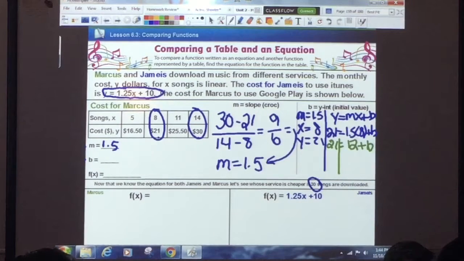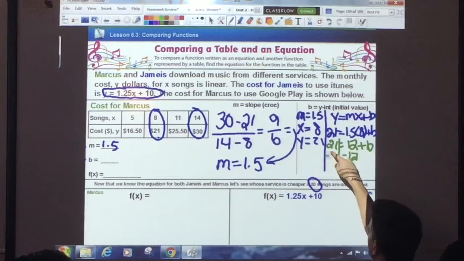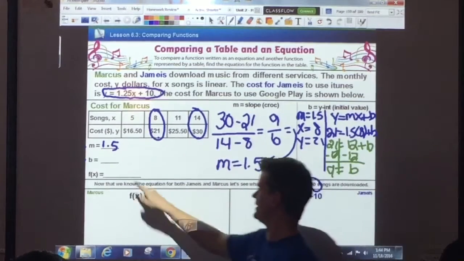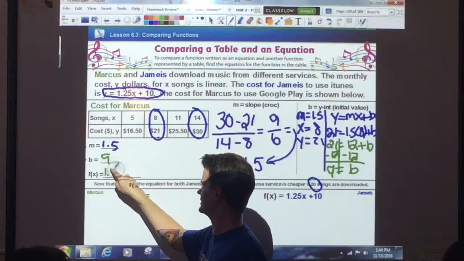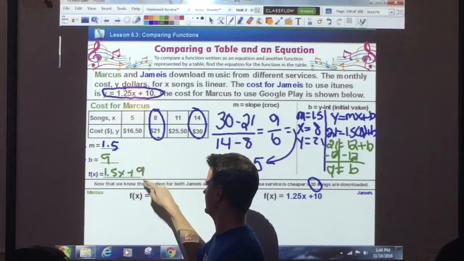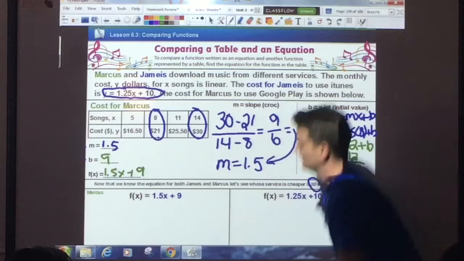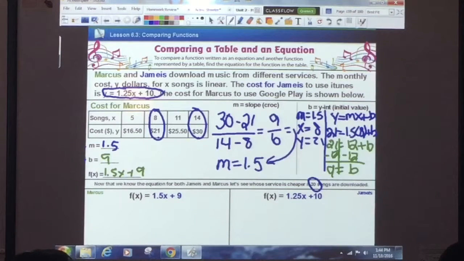How do I get rid of that 12? I subtract 12 from both sides, minus 12, and I get 9 is equal to b. So I found my b. I can write the function for Marcus as f of x is equal to 1.5x plus 9. I have both of their cost functions. The first half of this problem is done.